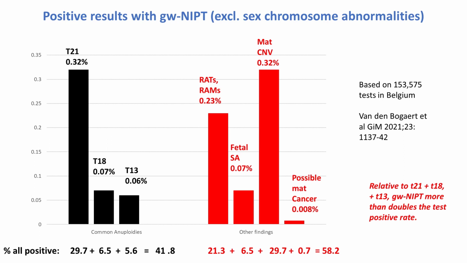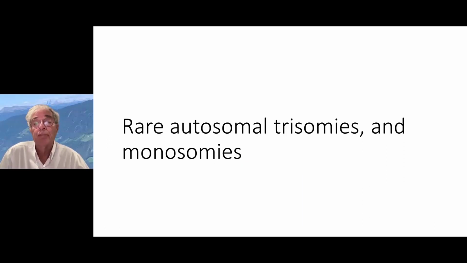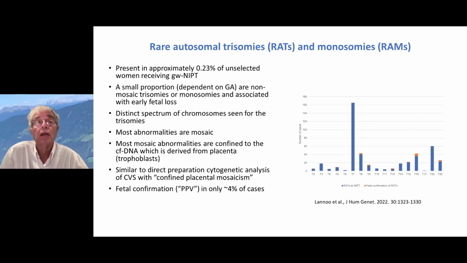You're picking up twice as many positive tests that will need follow-up testing. So now I'm going to talk in a little more detail about each of these specific groups of abnormalities, and I'm going to start with the rare autosomal trisomies and monosomies. As I said a moment ago, this is going to be about 0.23% of the positive tests.